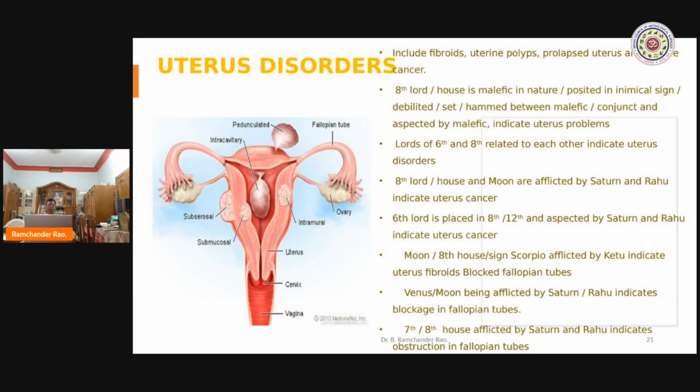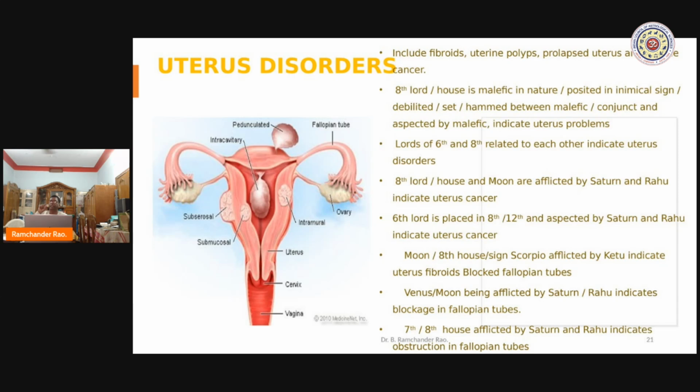Moon and 8th house, sign Scorpio, afflicted by Ketu indicate uterus fibroid and blocked fallopian tube. We have the fallopian tube over there, you can see the fallopian tube. Afflicted, it indicates uterus fibroid and blocked fallopian tube. A fibroid can block it.